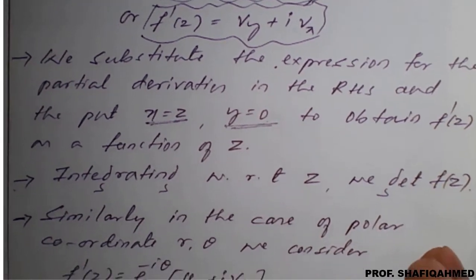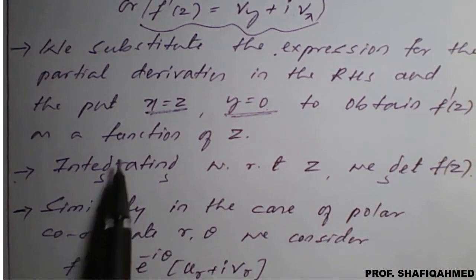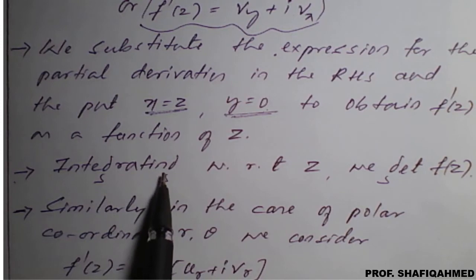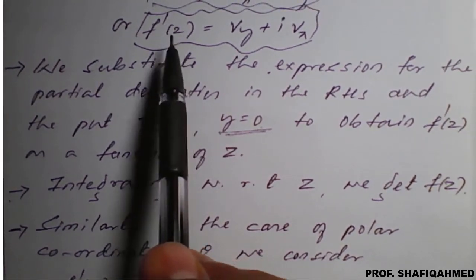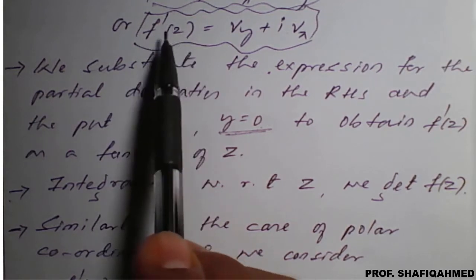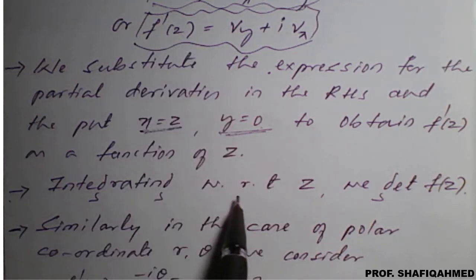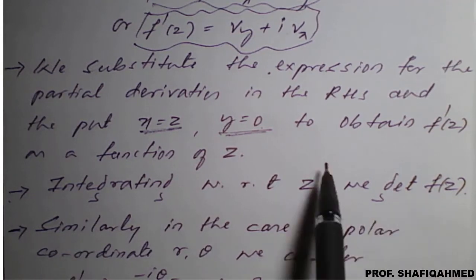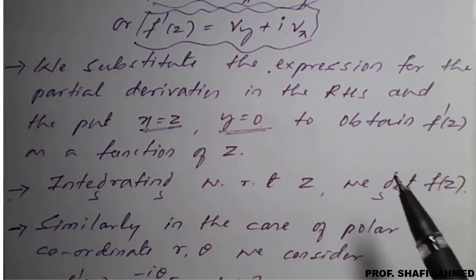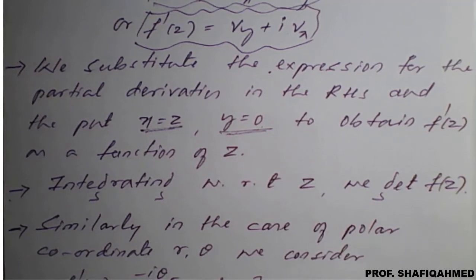Now coming to the next important concept. Once you get f dash of z, we have to integrate. Why do we have to integrate? Because it is f dash of z and we need f of z. Therefore, to eliminate this f dash, we have to integrate with respect to z. So we get f of z in terms of z here. So this is the procedure to get an analytic function.